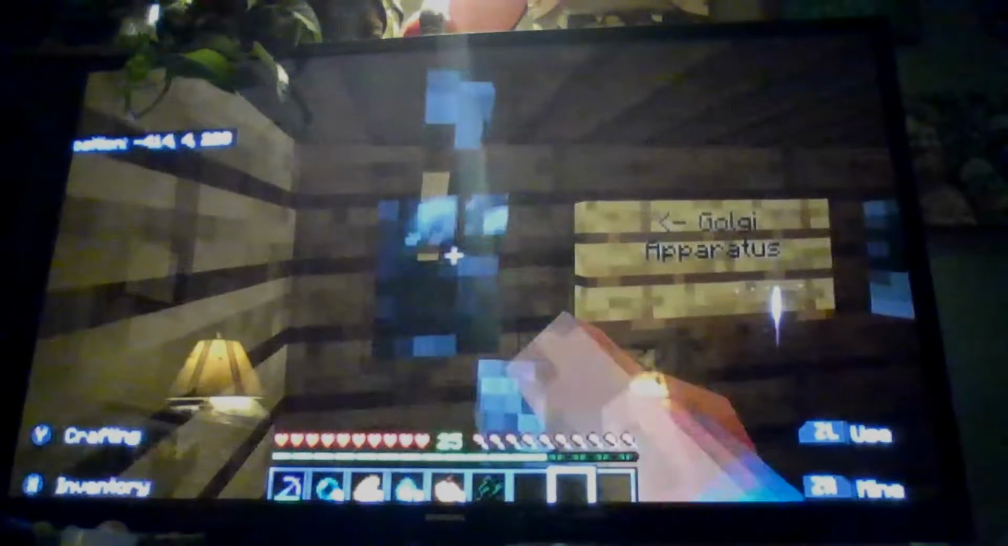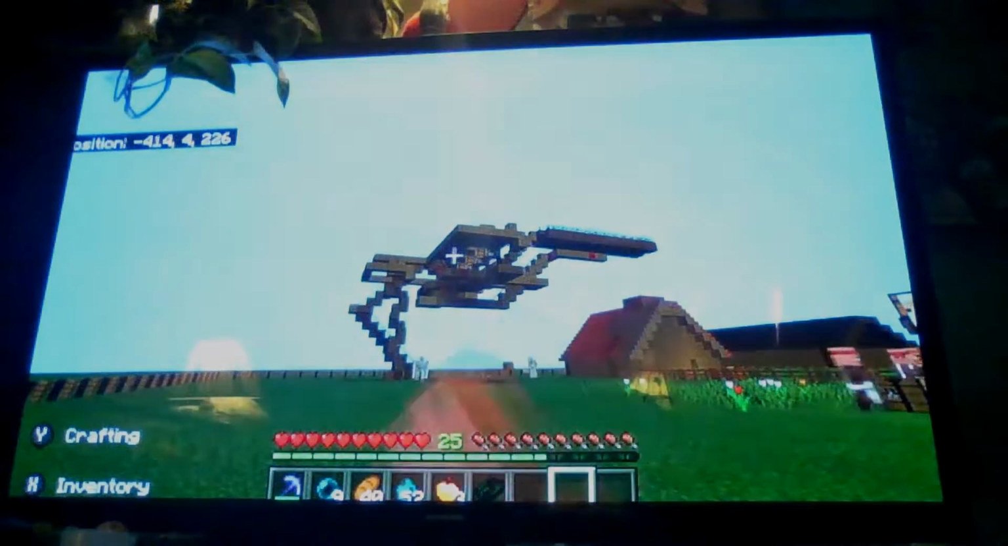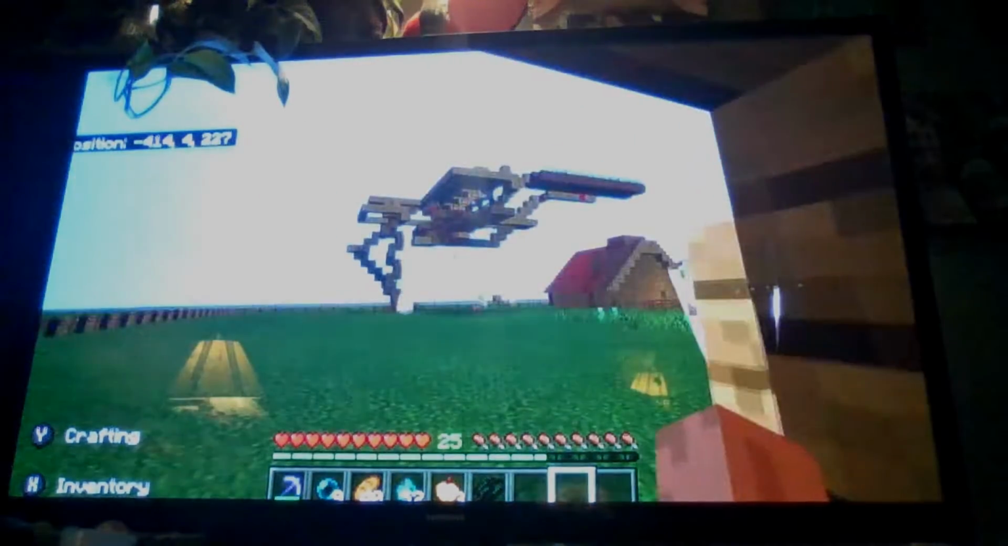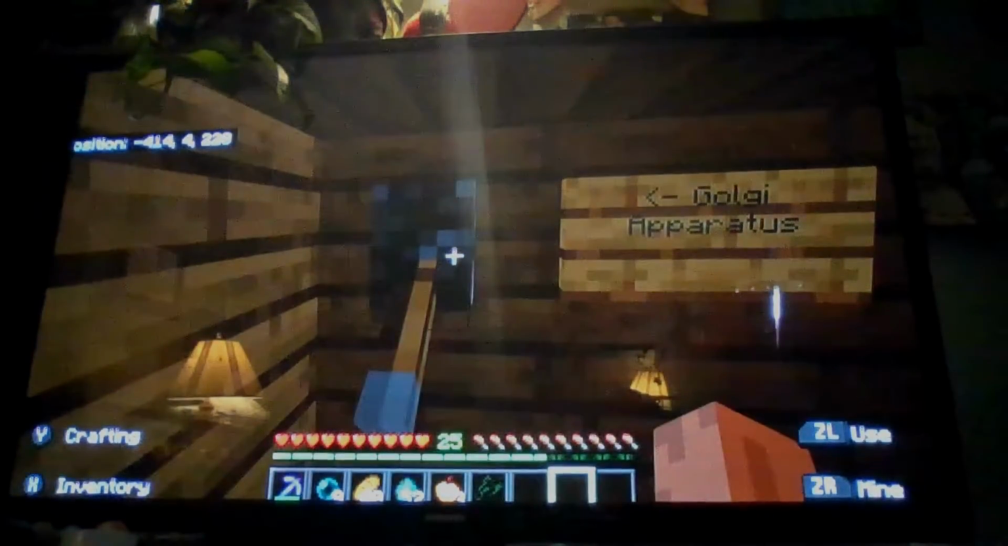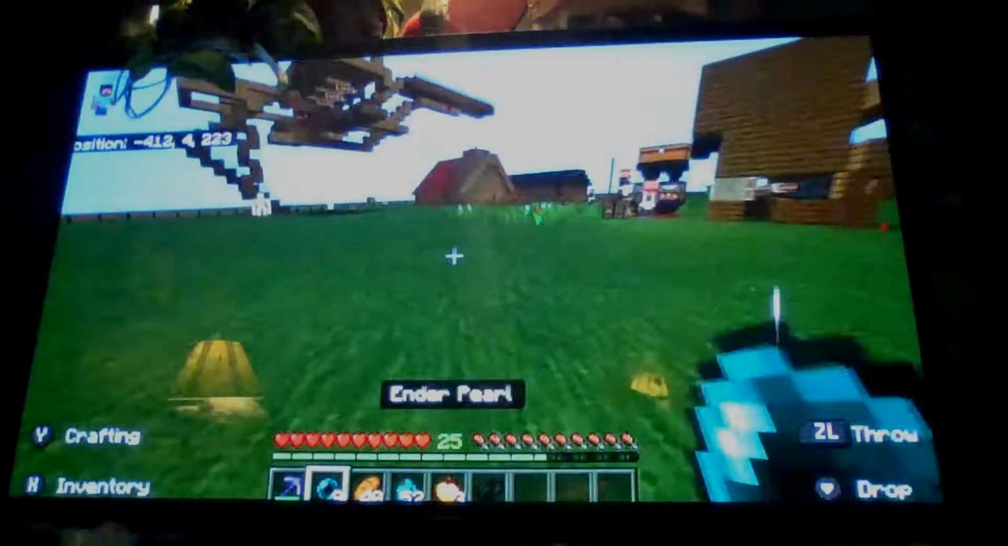Alright, now this switch is for the Golgi apparatus over there. This controls the shipping of chests. So, if I hadn't shipped those chests yet, I'd be able to flip this switch and ship all my chests.